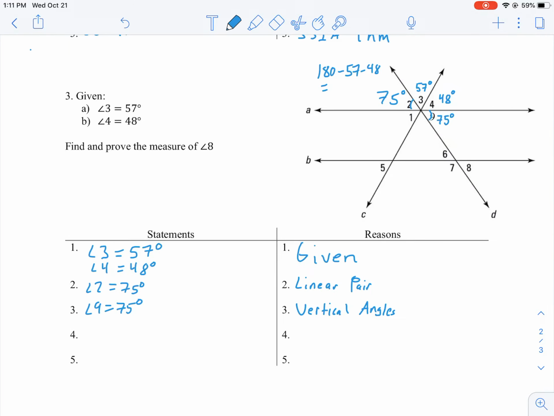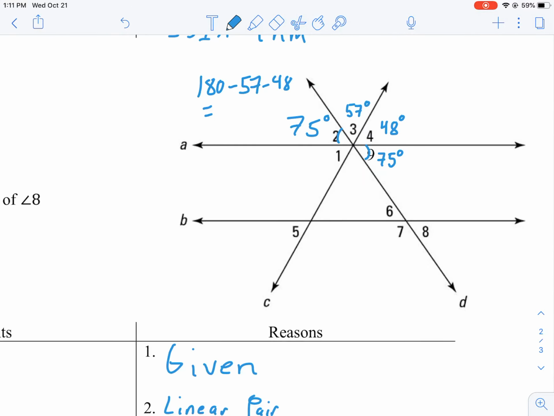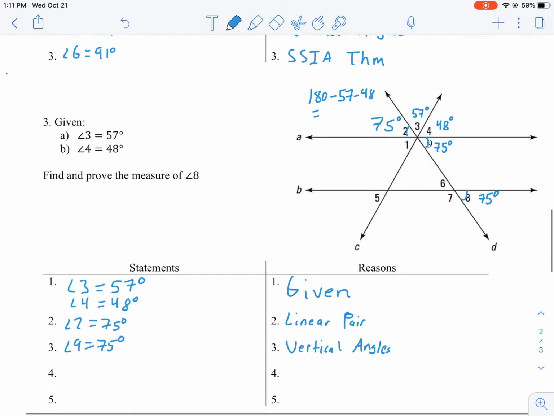And now, can I get 8? I can, all right? I can get 8 because 9 and 8 are corresponding, right? So I can say that angle 8 is 75 degrees. That would be CAP, all right? Corresponding angle postulate, because 8 and 9 are the same.